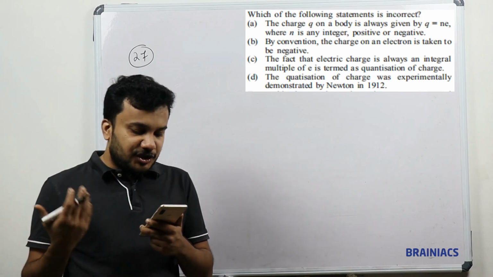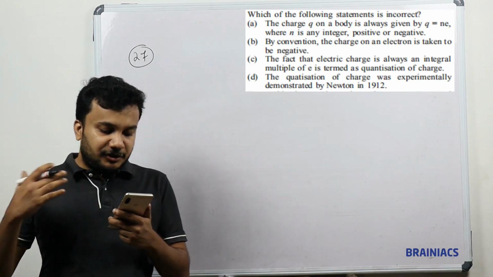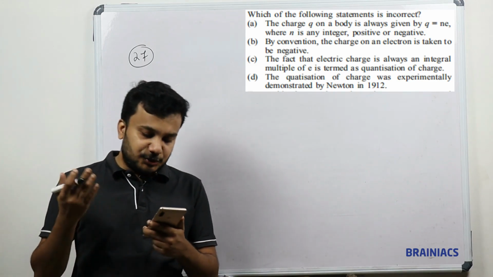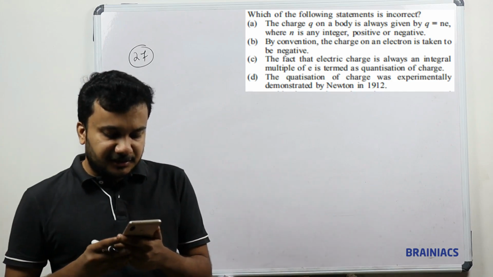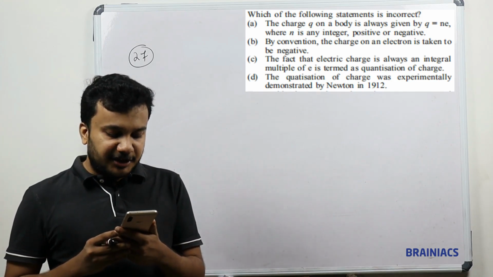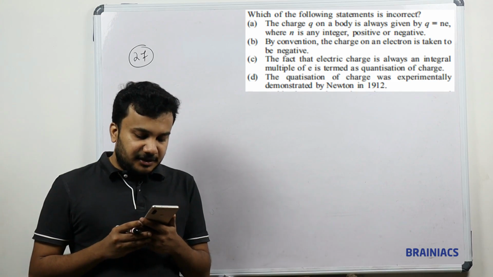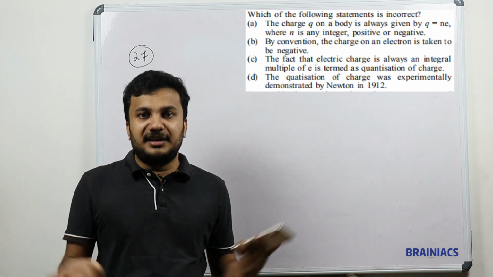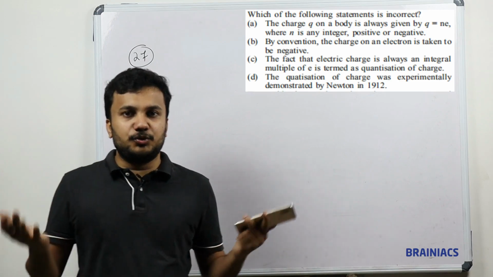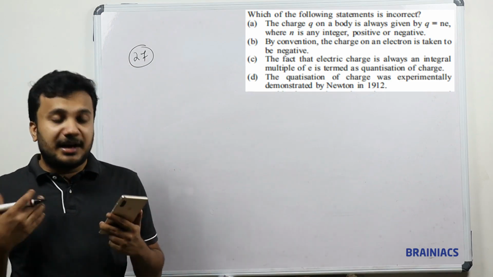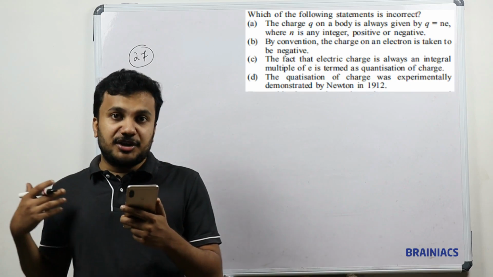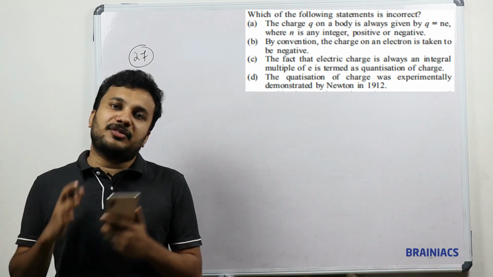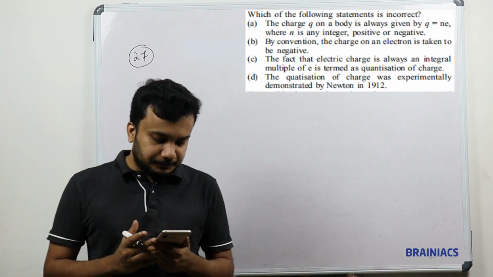By convention, the charge of an electron is taken to be negative. That is also a correct statement. The fact that electric charge is always an integral multiple of e is quantization of charge. Integral multiple means positive, negative or any number; if you multiply it, you will get Q. Q = ne is another form of the definition in options A and C. Both are the same, integral multiple.